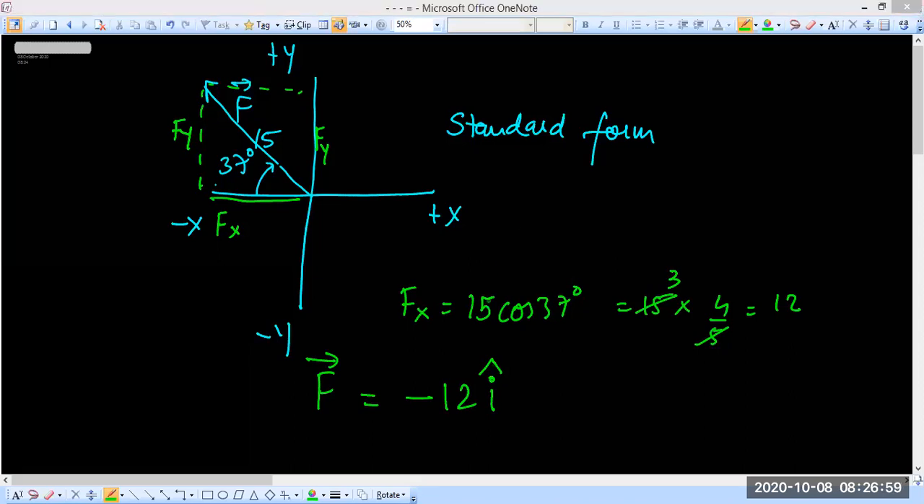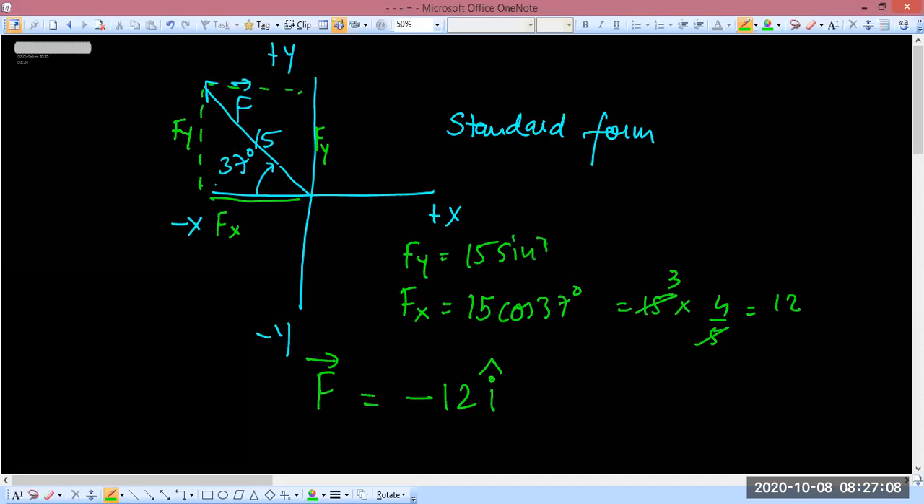Yes, yes, it is right. It is right. Yes, the correct answer. This is 15 sin 37. So that's going to be 9. This is your final answer. Okay. So many of you have got it right. Well done, people. Very good.